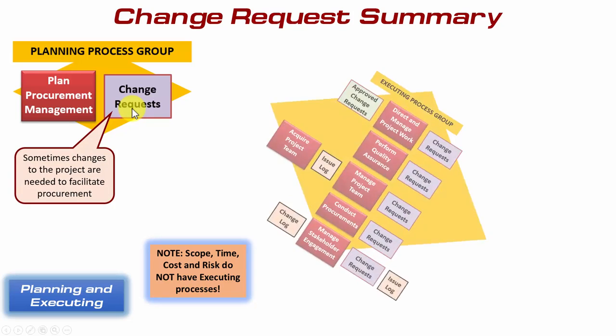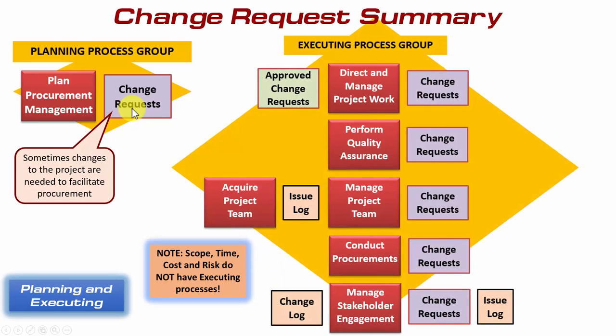Now, looking at the executing process group, it's worthwhile noting that the scope, time, cost and risk do not have executing processes for fairly obvious reasons. Since you don't execute scope, it's merely set and agreed. And neither, for example, do you execute time. Time is merely used. So, that said, let's look at what is covered in the executing process group.